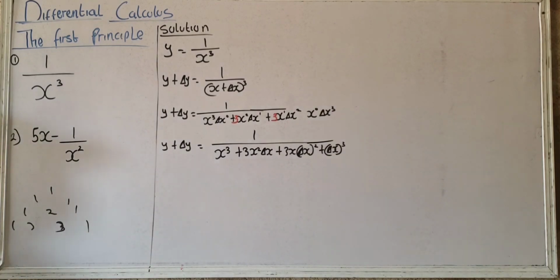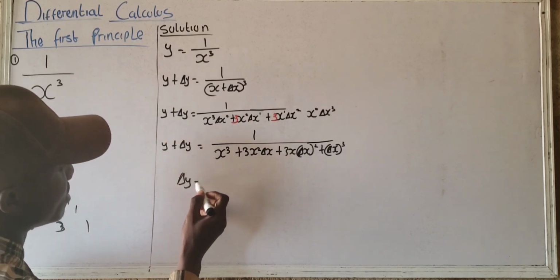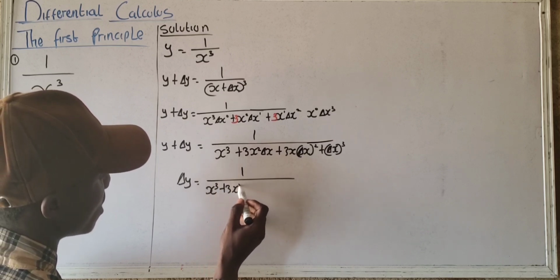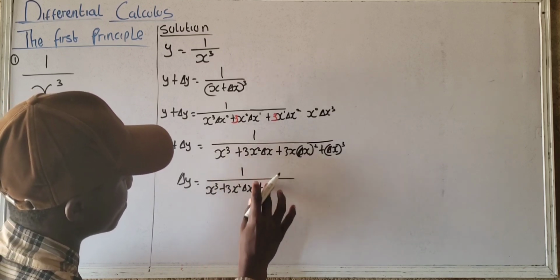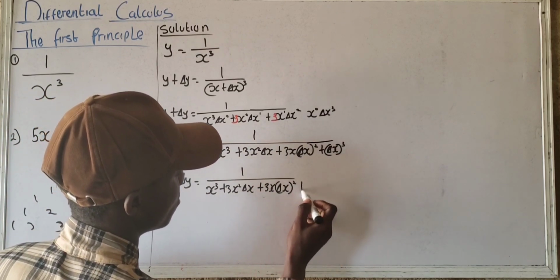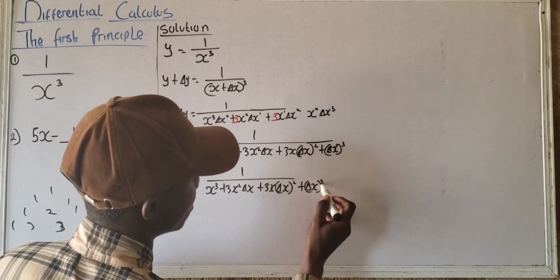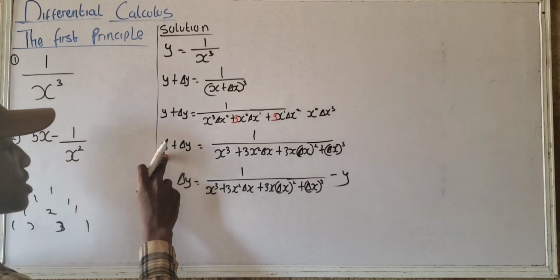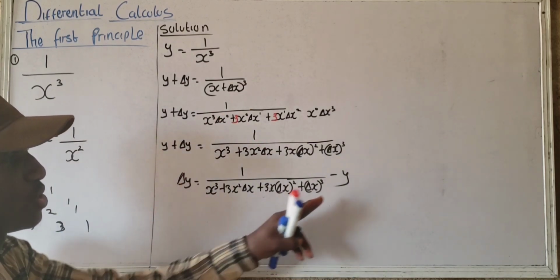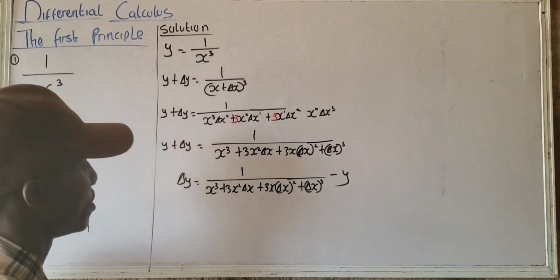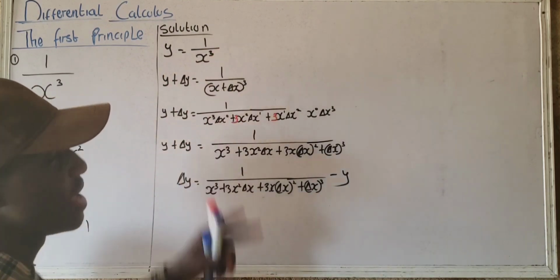The next step is that I'm going to make delta y the subject of the relation. Okay? So I'm going to have delta y is equal to 1 all over x raised to the power of 3 plus 3x squared delta x plus 3x delta x squared plus delta x raised to the power of 3. Okay? So minus y, because if this positive y crosses the equals to sign, the sign is going to change to negative. Okay? So that's how I have minus y at the right hand side of this equation. Now, don't forget that y is what? 1 over x raised to the power of 3.